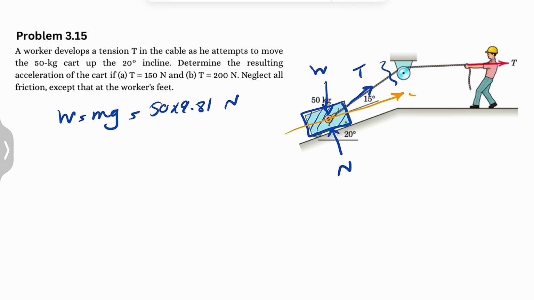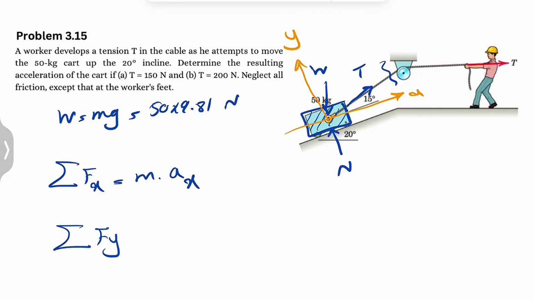We can just define our x and y in this. Maybe this is our x, and we can consider this one our y. And obviously there is no movement along y direction, so if we start with the sum of all forces in x, we're going to have mass times acceleration in x direction, and for the y we have the same story, mass times ay. As I mentioned, it's going to be 0, so this will be equal to 0.